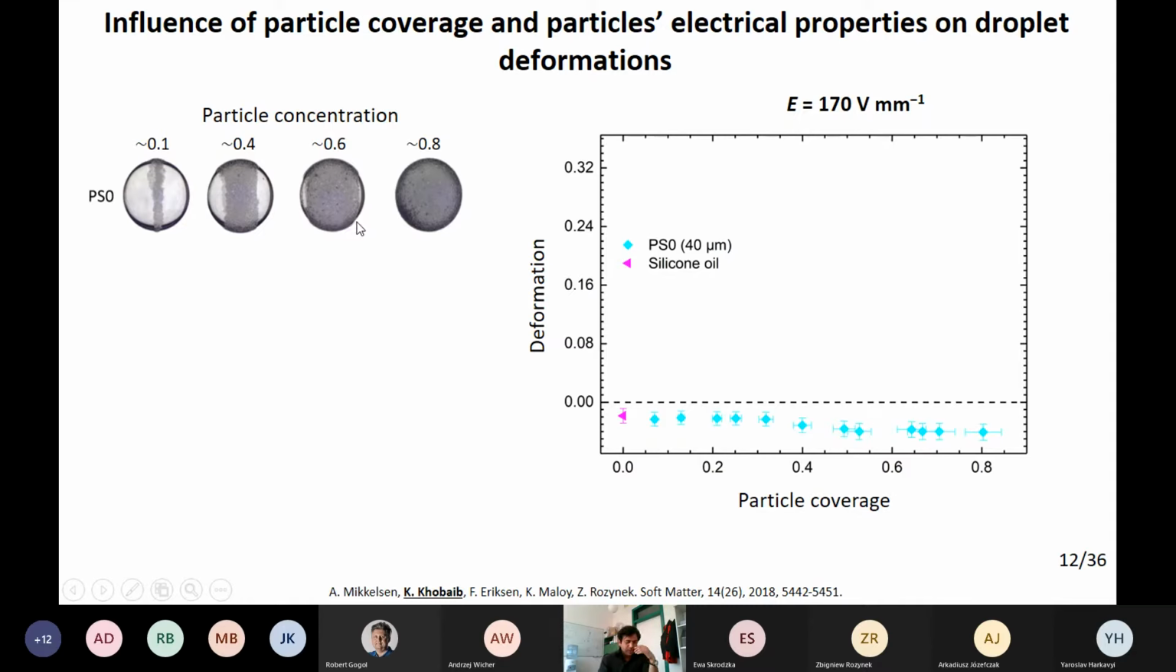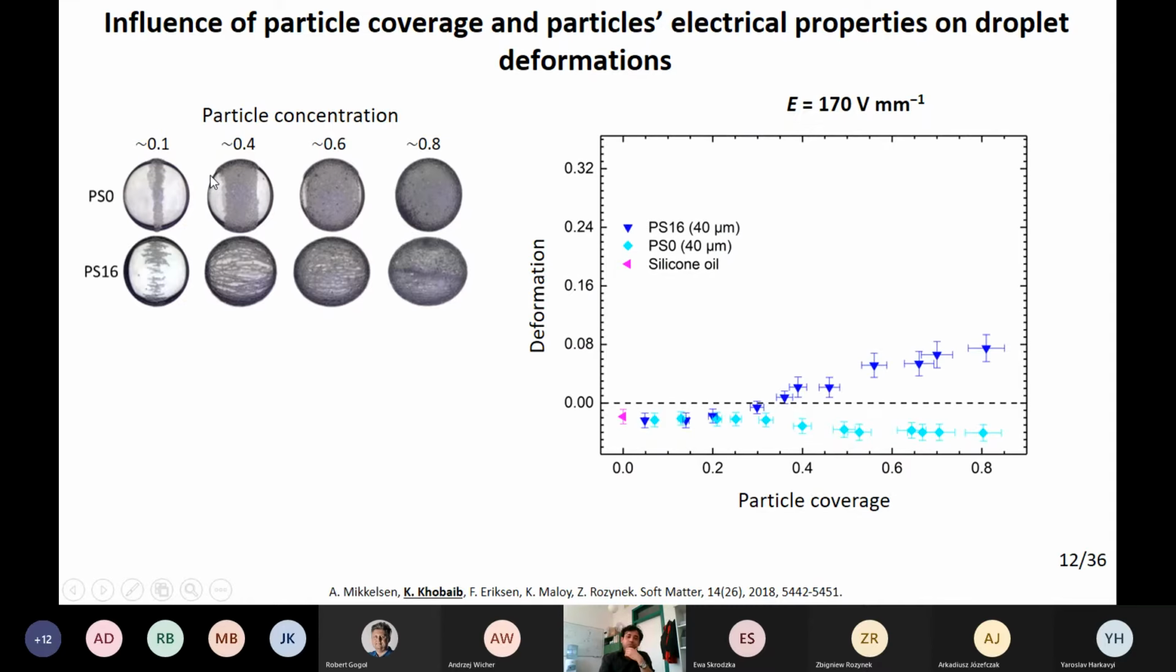Now we change the conductivity of the polystyrene particles. We use polystyrene 16. 16 means that the polystyrene particle is sulfonated for 16 minutes. What we found is that when the particle concentration was around 0.3, the droplet was in oblate deformation, but when we increased above 0.3, the droplet went from oblate to prolate deformation.